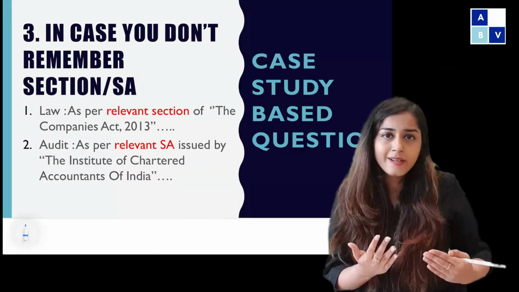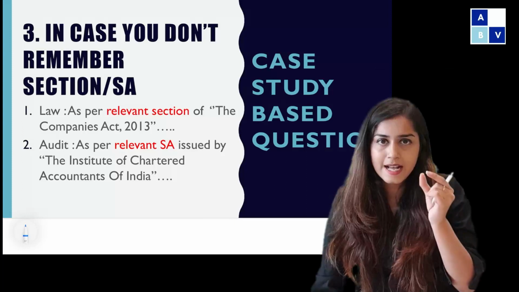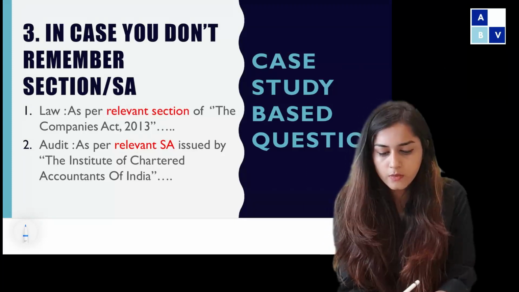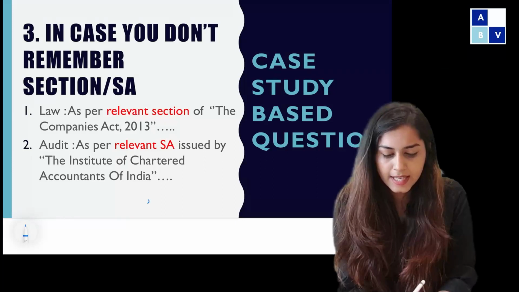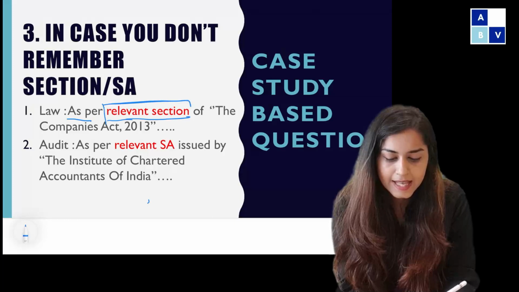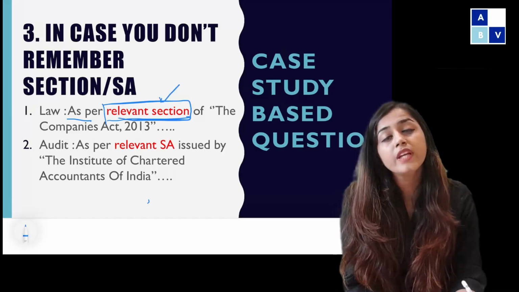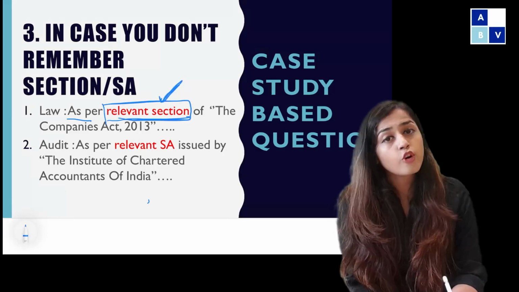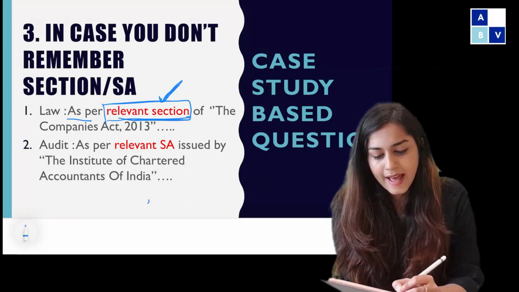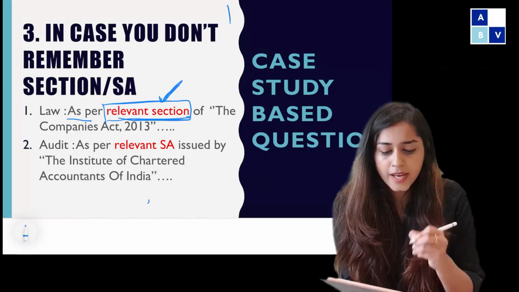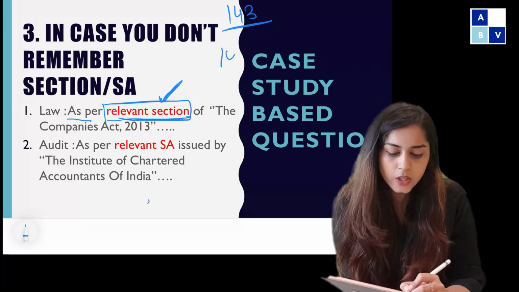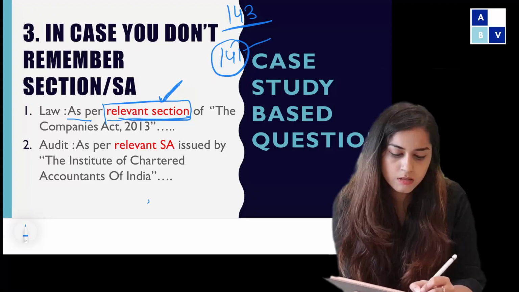And you know the content, but you don't remember the exact section. What you have to do, still you will start your question with "as per relevant section". You will use the words "as per relevant section", because we don't remember the section, we won't quote the wrong section. In case the answer has section number 143 and you quote it wrongly as 141, then mind you, you will get 0 marks.